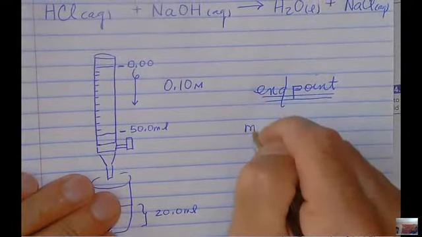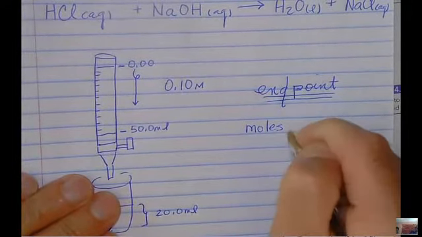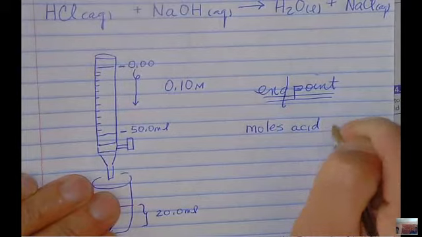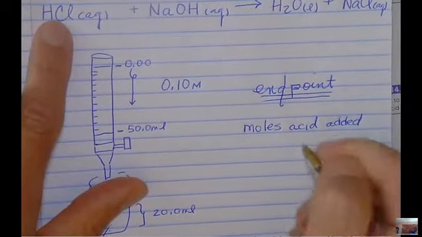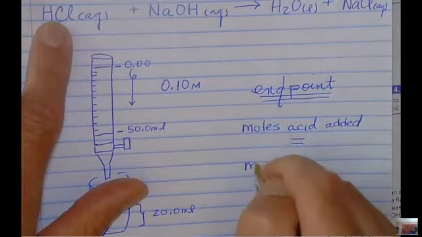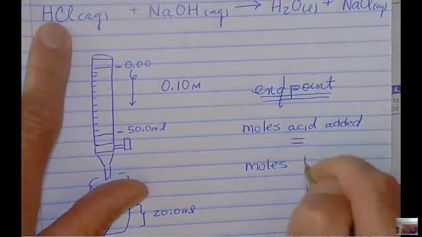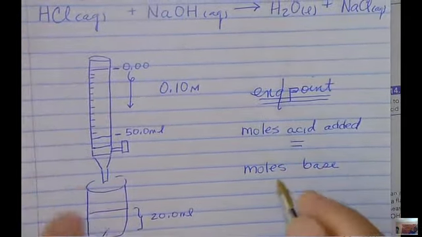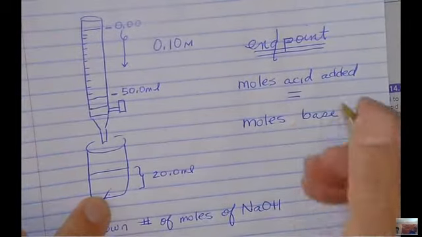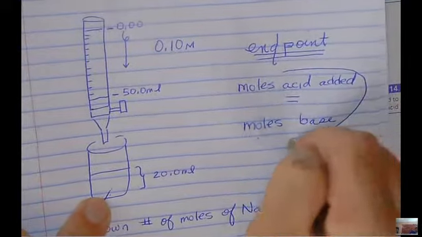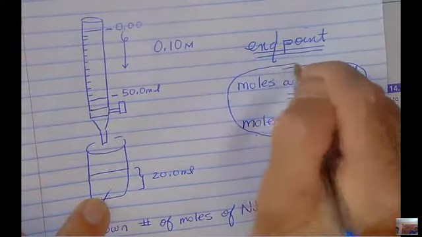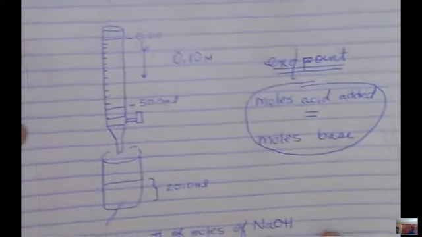And at the end point, the key is the moles of acid added, right? You're adding them slowly. The moles of acid added is going to equal the moles of base that are present in the bottom. Moles of base present, okay? So moles of acid added is equal to the moles of base at this end point.